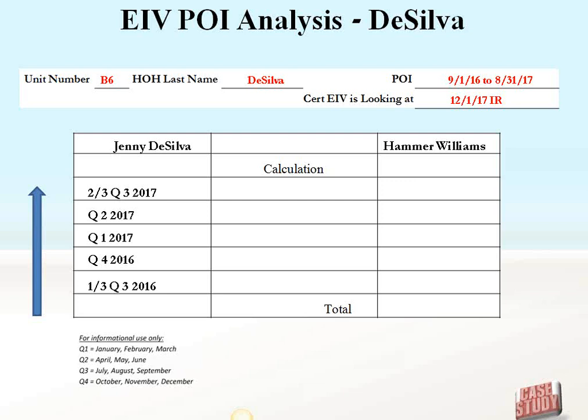After you've done that, you're going to look at your income report, in that box that you're training your eyes to only look at, and examine what did Jenny earn from Hammer Williams in quarter 3 of 16? How much did she earn from Hammer Williams in quarter 3 of 16?